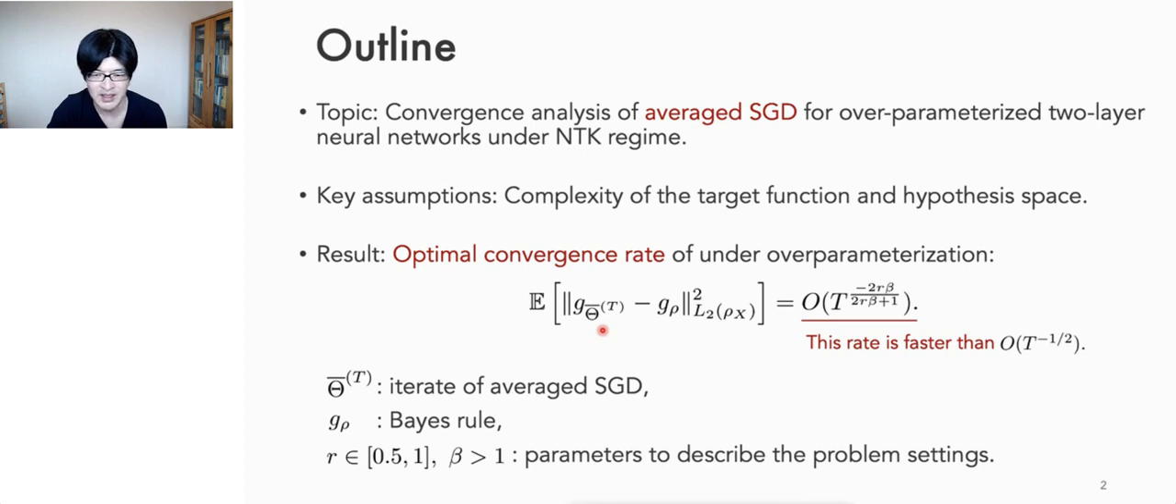Here, theta t is an iterate of ASGD. f0 is the Bayes rule, that is, the optimal solution over all measurable functions, and R and beta are parameters used to describe the assumptions. In this setting, t corresponds to the number of examples used to obtain the hypothesis, so this equation provides a rate of the generalization bound. Moreover, I note that this rate is always faster than 1 over square root t.